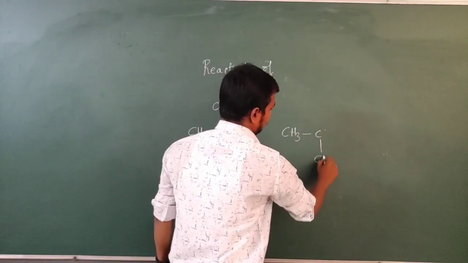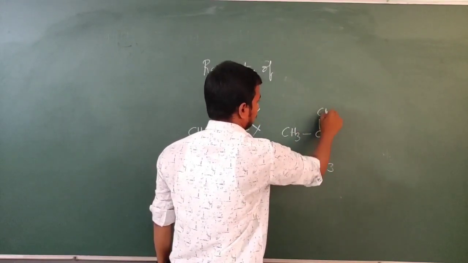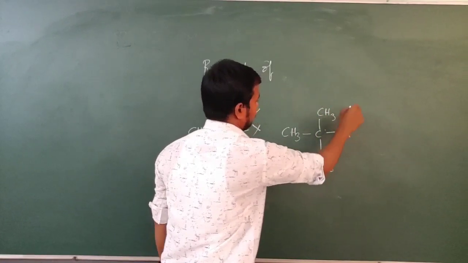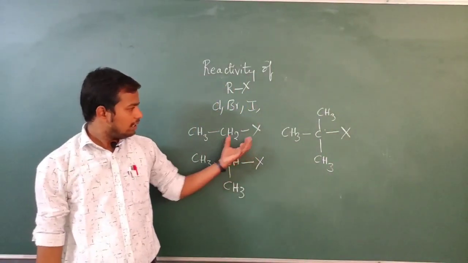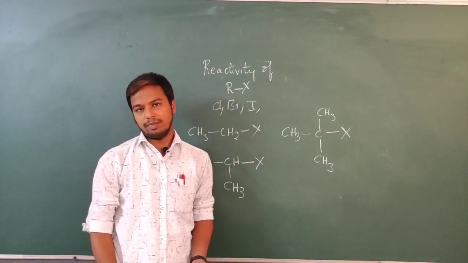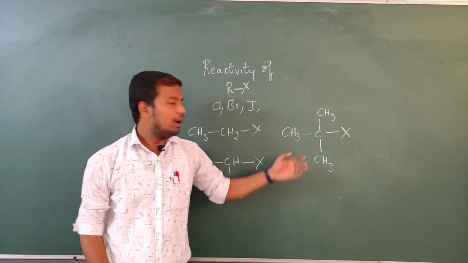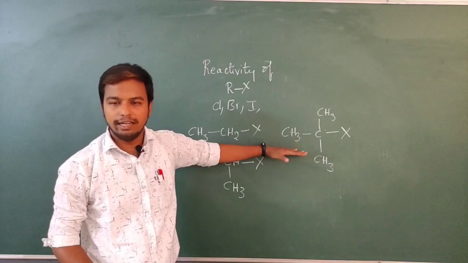CH3, CH3, CH3 and halogen atom. So how to distinguish these three? How to understand the reactivity between these three?